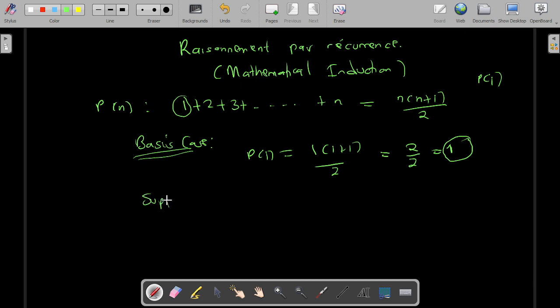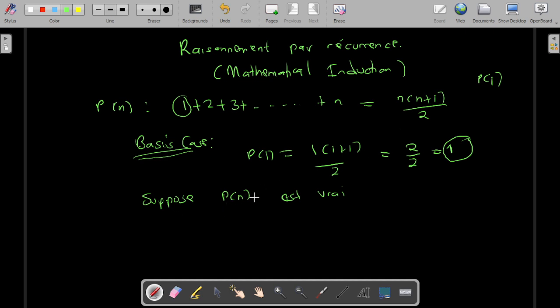So the next thing that we're going to do is to suppose that P of n est vrai. We suppose that P of n is true, and we try to show that the implication P of n implies P of n plus 1 is also true.